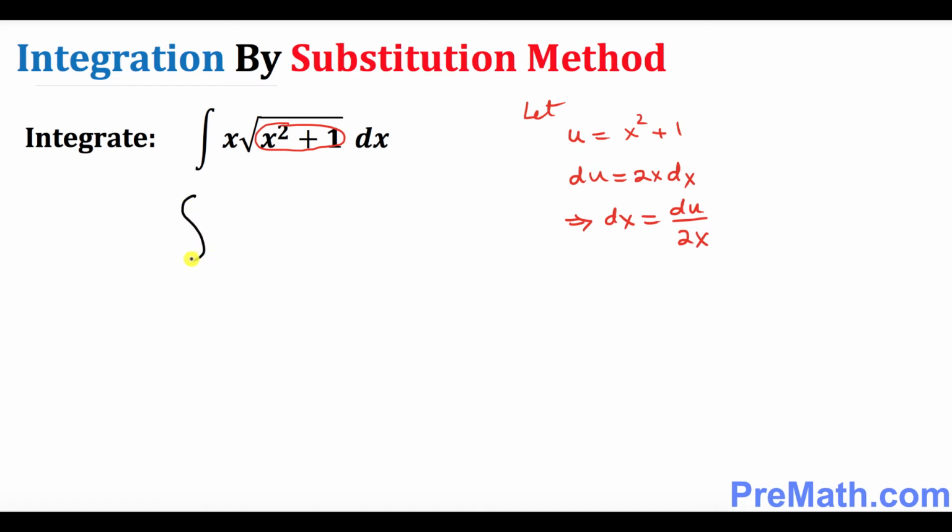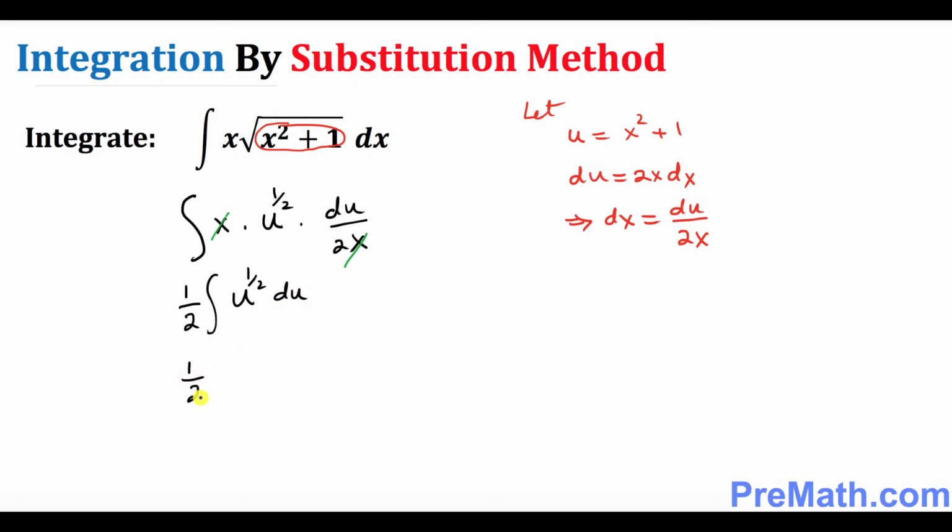So this is going to be simply x times, so this was u. I said u to the power of square root is the same as power 1 over 2, times dx. We got how much? du over 2x, isn't it? So now let's go ahead and cancel out x and x. So we simply got 1 over 2 outside. We got u to the power 1 over 2 du.